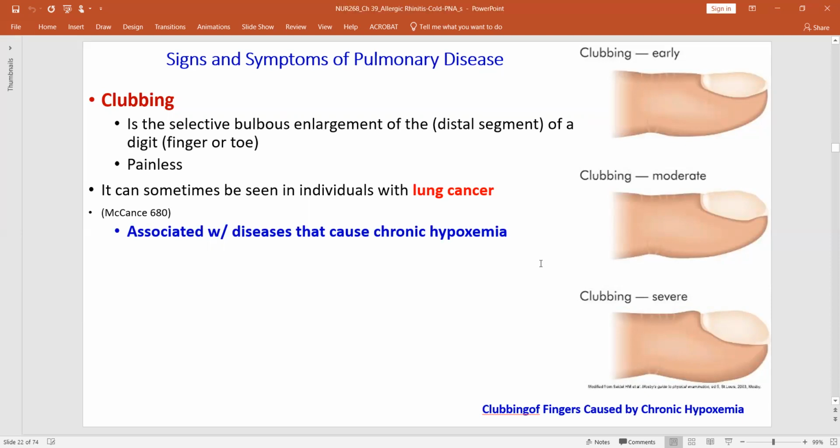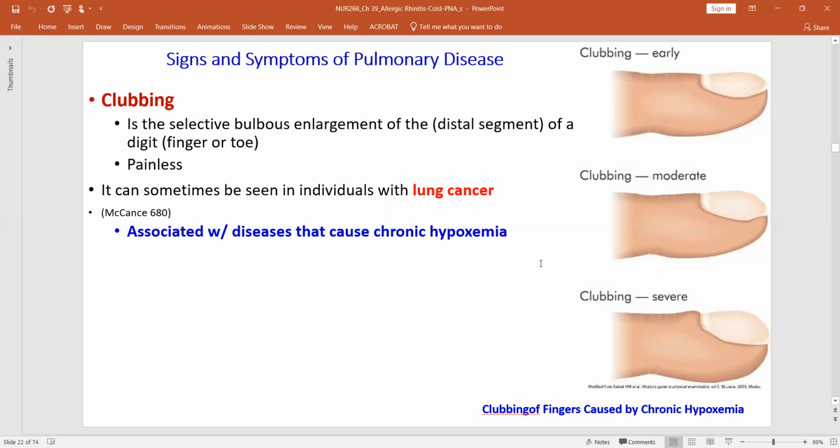It's not associated with any pain experience. It can sometimes be seen in individuals who have lung cancer, even without hypoxemia. That's because of the effect of the inflammatory cytokines and the growth factors, which will result in what we call hypertrophic osteoarthropathy. And it's associated with diseases that cause chronic hypoxemia.